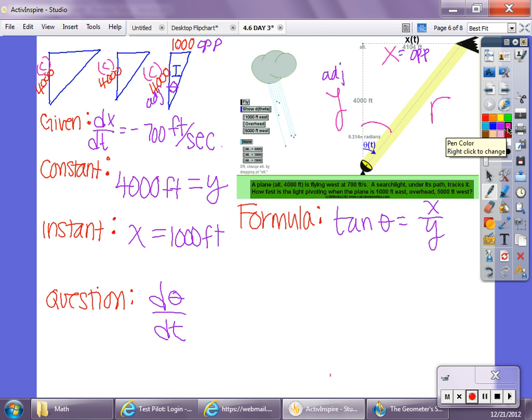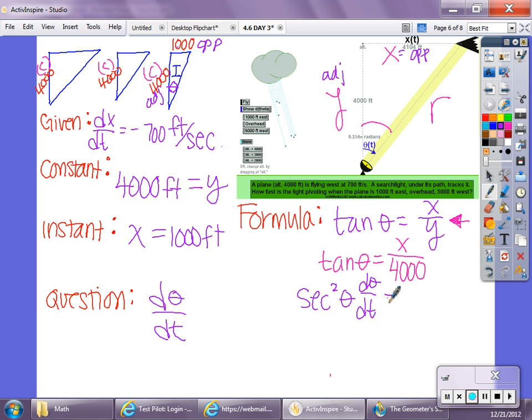All right, so given that I have this, I now am going to check, are there any constants to put in, because I haven't done a derivative yet. So the constant that I can put in, I believe, is my y value. So I have x over 4,000. I would not give you a calculator for this problem. So I'm going to write the step, I'm going to erase it, so don't write this down. If I asked you to take the derivative with respect to t right now, it would look like this. Secant squared theta d theta dt equals 1/4000 dx dt.